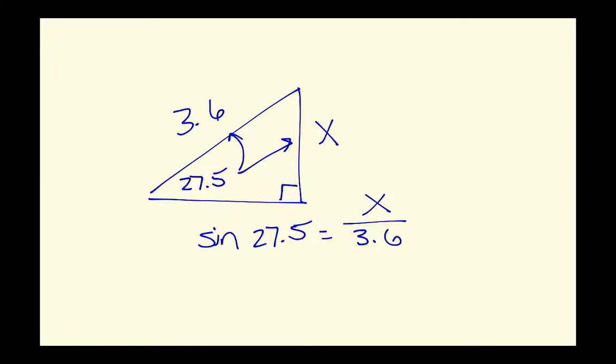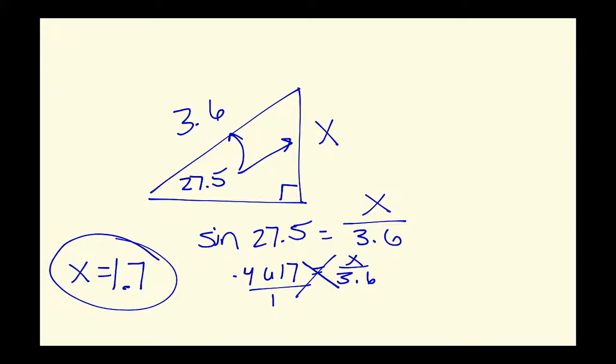So the sine of 27.5 is 0.4617 equals x over 3.6. So I think of it as over 1. I multiply, I get x is equal to 0.4617 times the 3.6, which gives me 1.7 when I round to the nearest tenth. So the height of that is going to be 1.7.